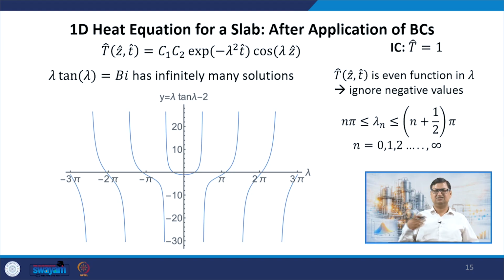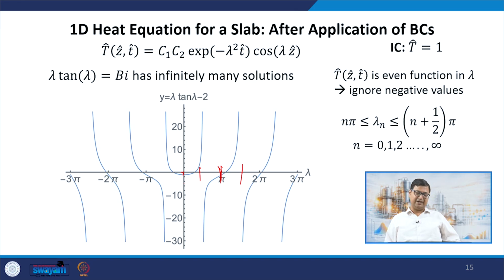periodicity in that, right? So between 0 to pi by 2 there is a solution, pi by 2 to pi there is a solution, and then again a solution, and again a solution, right? So every time it crosses the axis there is a solution, right?